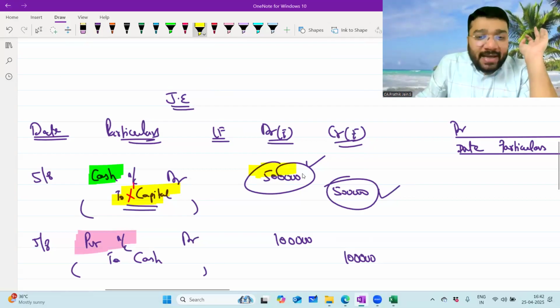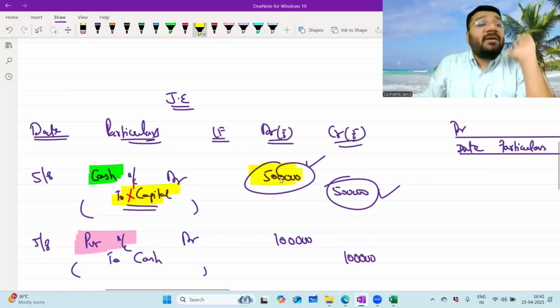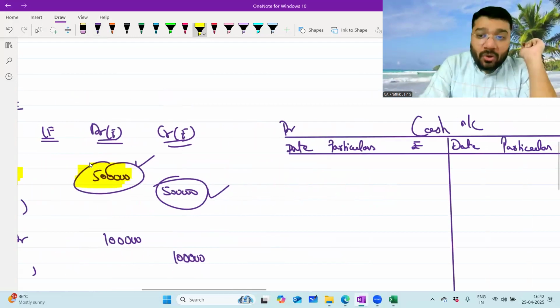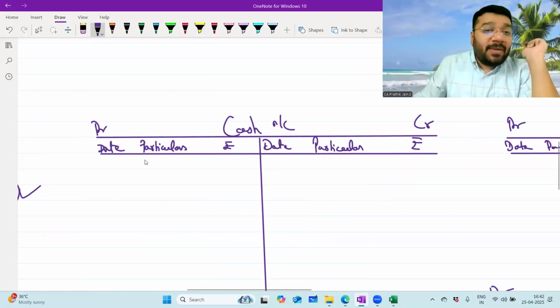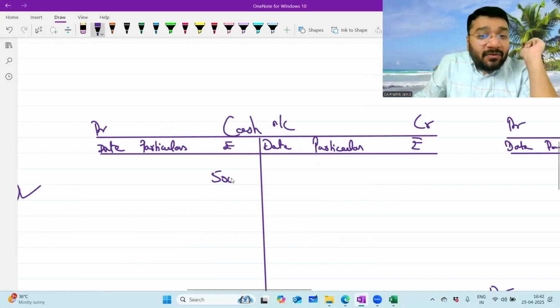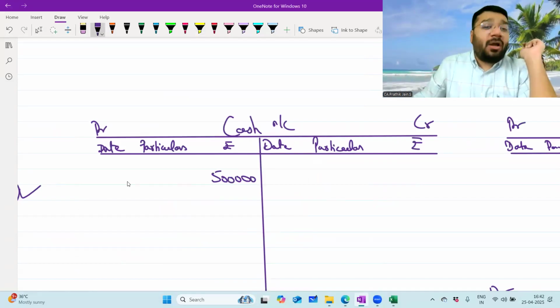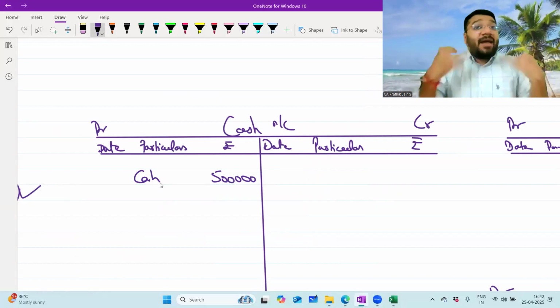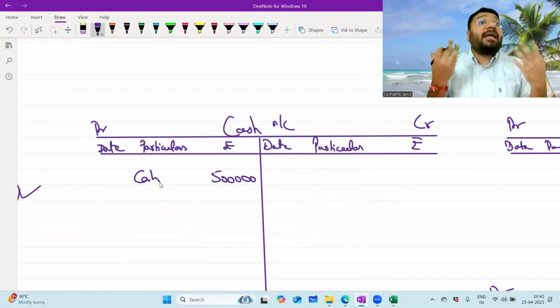Now, please understand how the ledger posting works. Sir, I have to record 5 lakh rupees. Where? Debit side. Debit side of which account? Cash account. So go to cash account. Which side? Debit side. In amount column, how much? 5 lakh. Now, in the description column, if I write cash, will it make any sense? In cash account, if I record cash, I am not getting any further information.